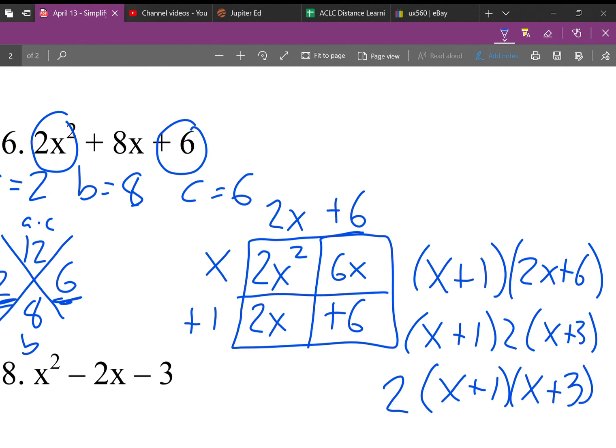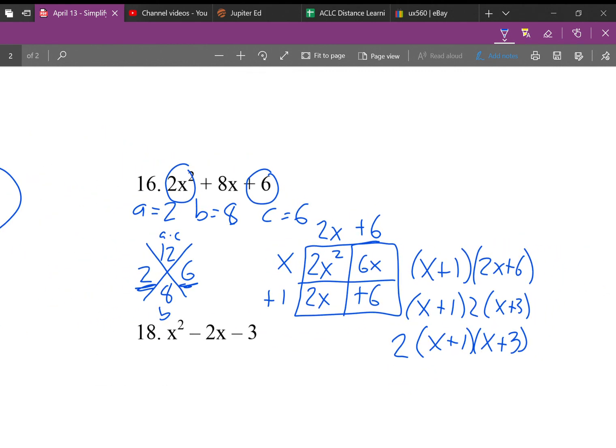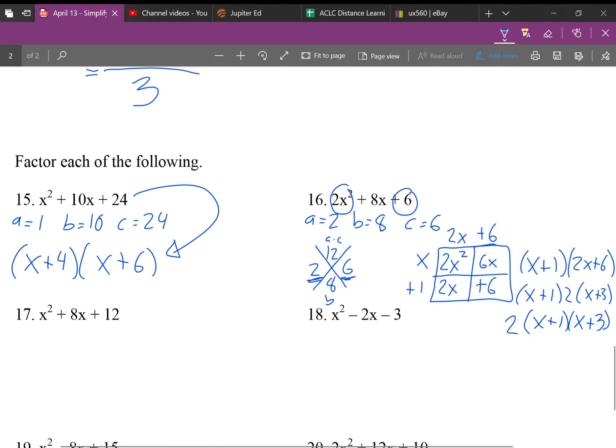Alright, so I think that was a tricky one. I hope that made sense to you. Again, these last 6 problems, they should just be review because we've spent a lot of time the last couple of assignments on factoring when A is or when A is not 1. You're responsible to know both. Alright, so that's finally it for simplifying rational expressions 1A. I hope this is all working out for you.